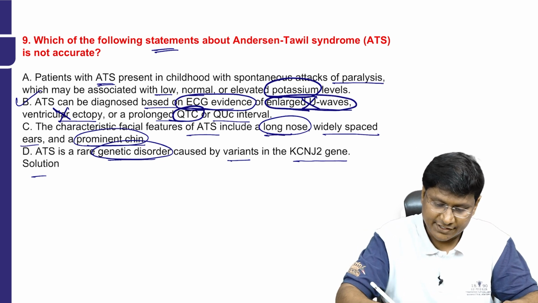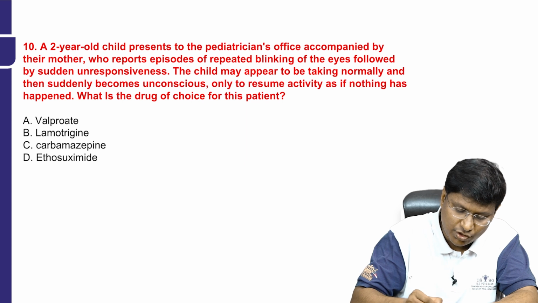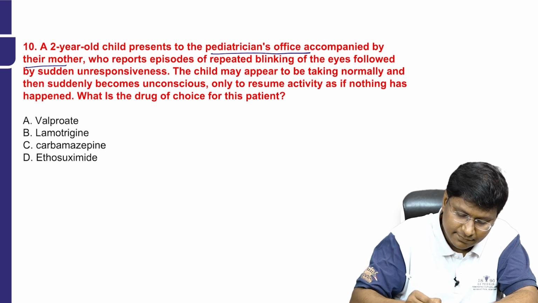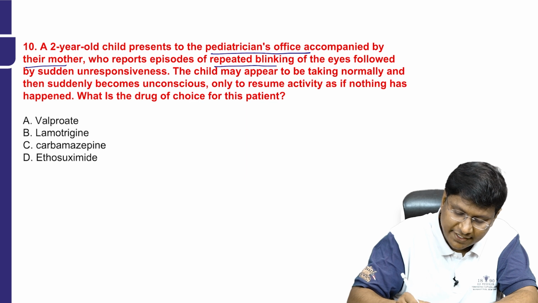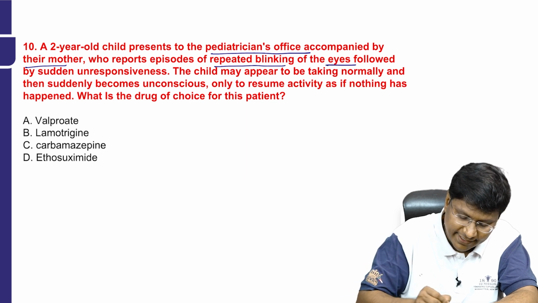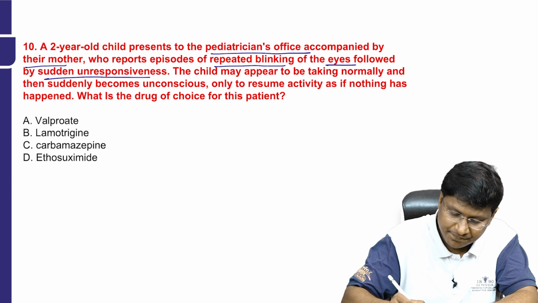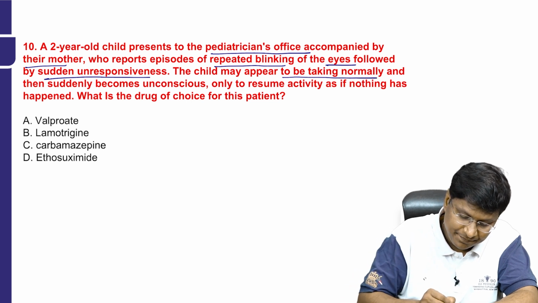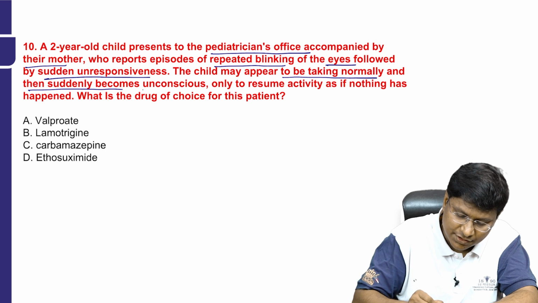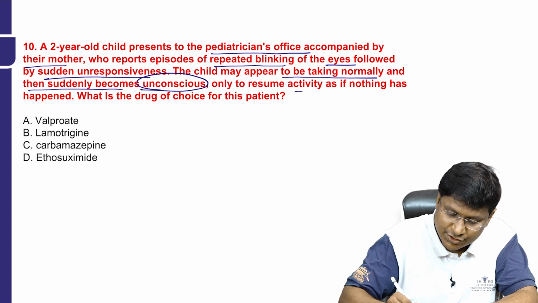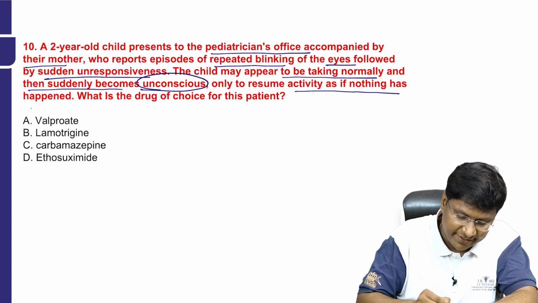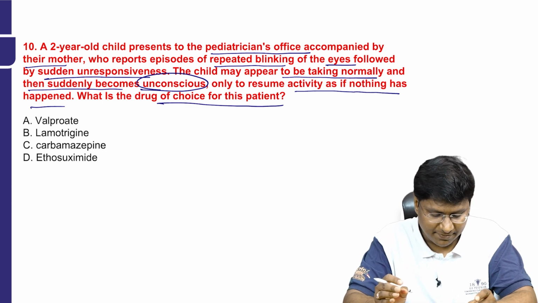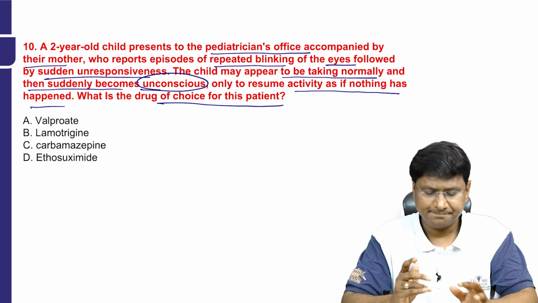So, moving on to the next question. We have a 2-year-old child who presents to the pediatrician's office accompanied by their mother, who reports episodes of repeated blinking of the eyes followed by sudden unresponsiveness. The child may appear to be playing normally and then suddenly becomes unconscious, only to resume the activity as if nothing has happened. What is the drug of choice for this patient? Valproate, lamotrigine, carbamazepine, or ethosuximide.